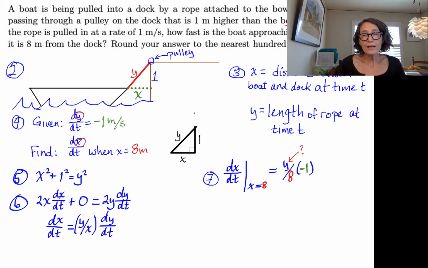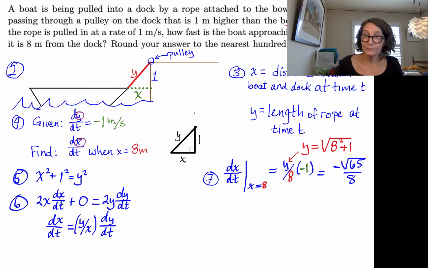Well, we have to go back, at the moment when x is equal to 8, to that right triangle. If x is equal to 8, the height is still 1. That just means that y is the square root of 8 squared plus 1 squared. Using the Pythagorean theorem, at the moment when x is equal to 8, we can get a number for y. So y is just square root of 65. So then dx/dt is negative square root of 65 over 8.